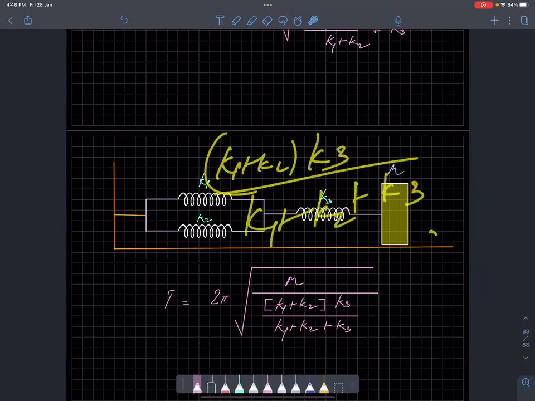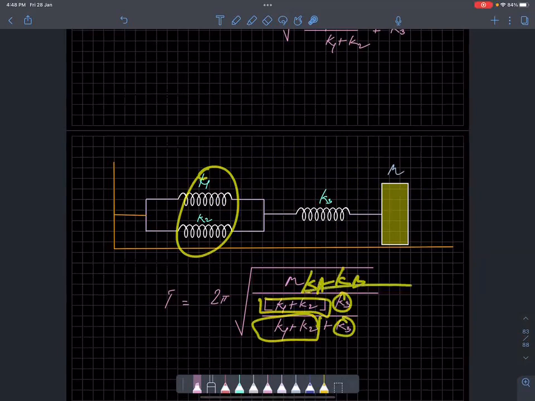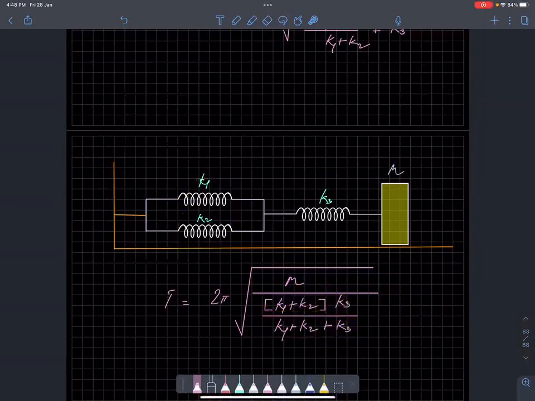Clear? I was saying the previous step. These two are for this, and this is the third thing. So it is like KA, KB by KA plus KB, where KA is K1 plus K2, and KB is K3. Clear?